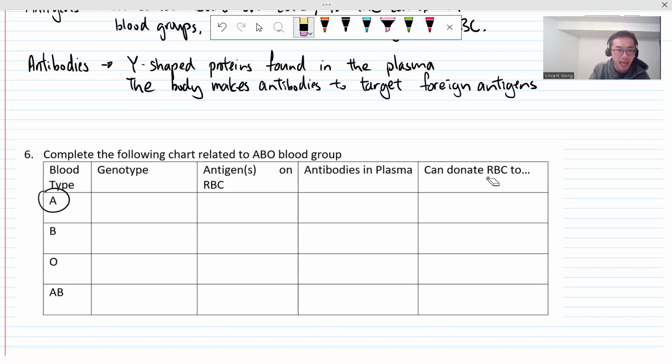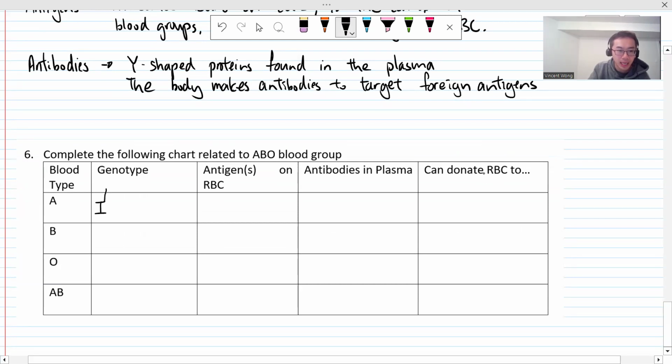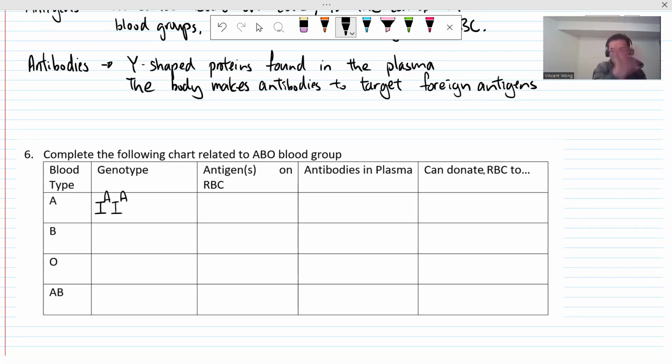So if someone is type A, they are either IA IA or IA little i. Remember, these are alleles. These are genes. Genes make protein. So basically, if you have the IA allele, it helps you make the A protein so that you can put it on your red cells. The little i doesn't make anything, but that's okay. If you have one copy of the A gene, you can still make A protein.